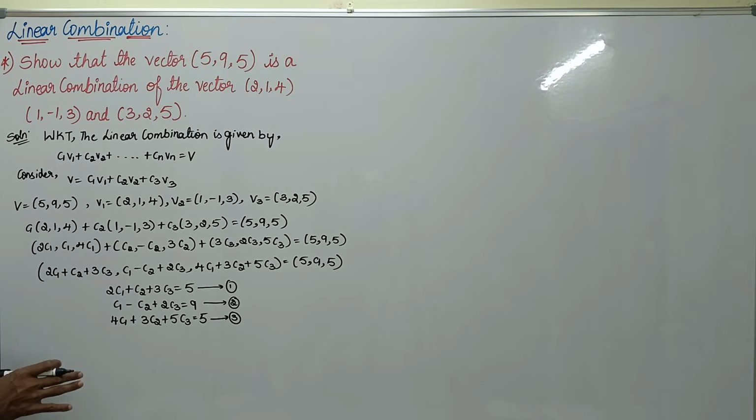Now I need to reduce this system of linear equations and find the scalars, that is C1, C2, C3, such that it satisfies LHS equal to RHS for all three conditions. How do we find C1, C2, C3? That is by using the Gauss elimination method.